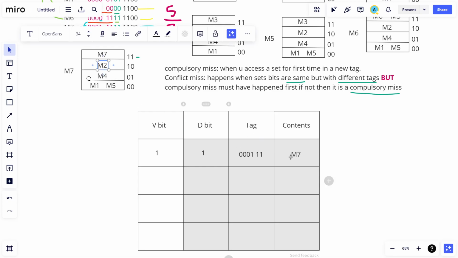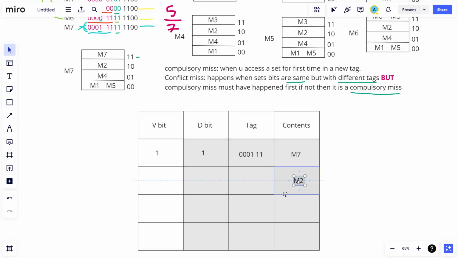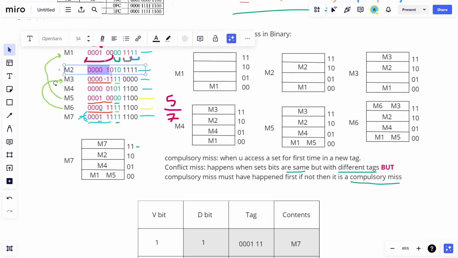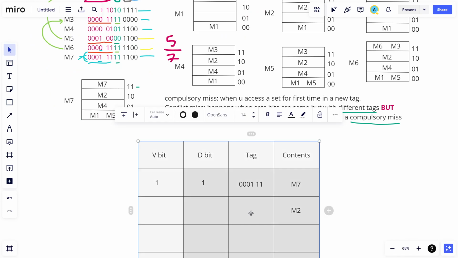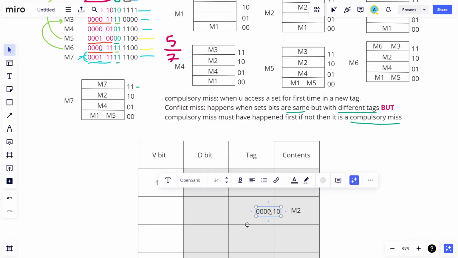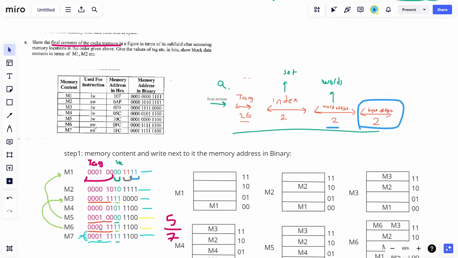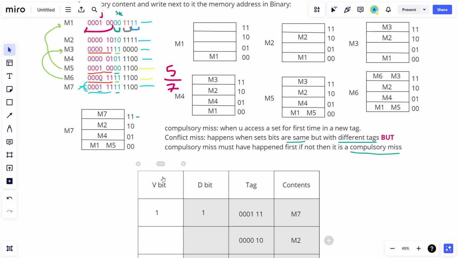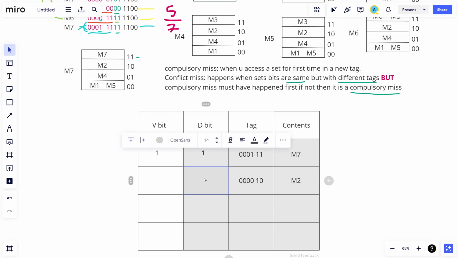Cool. Now, we do the same with the following steps. We're going to take M2 over here and put it over here. Then we look at the tag of M2, which is this one. We copy it and put it in the text section, I believe. And then we look if M2 is, oh, we do have the picture over here. I didn't notice. M2 is a store word, so dbit is 1, and it's accessed, right? So vbit, which stands for valid, means that this set is valid because we accessed it.